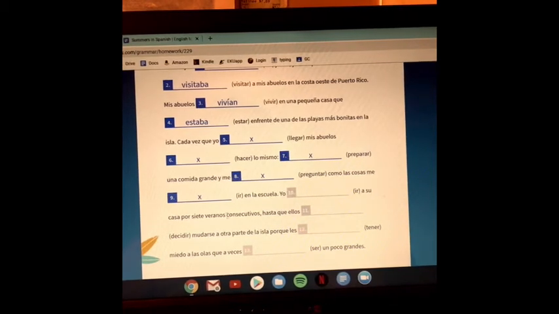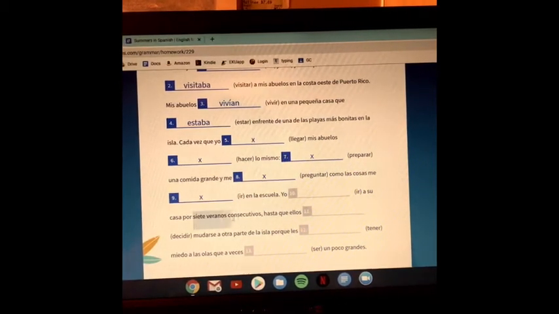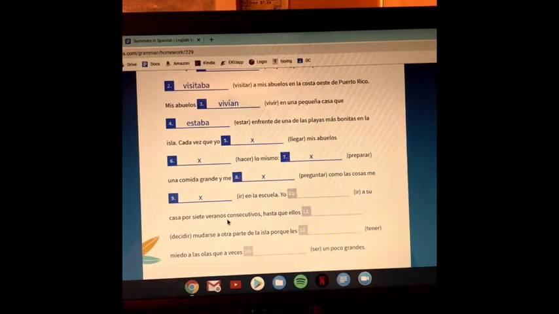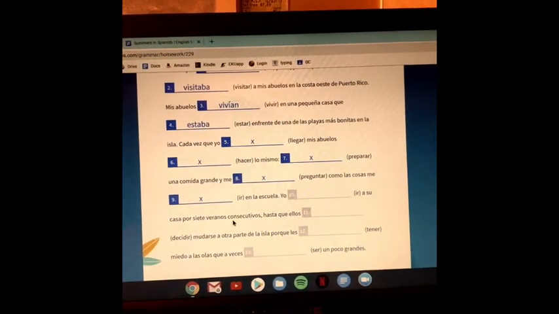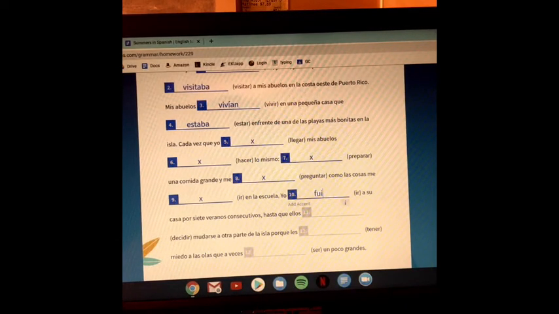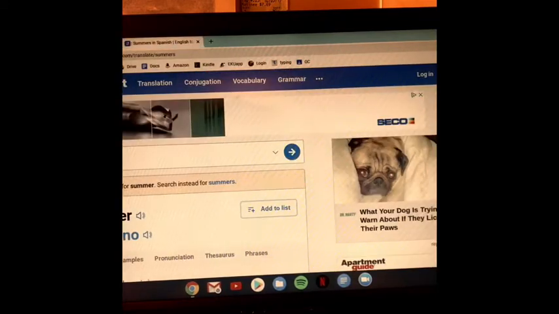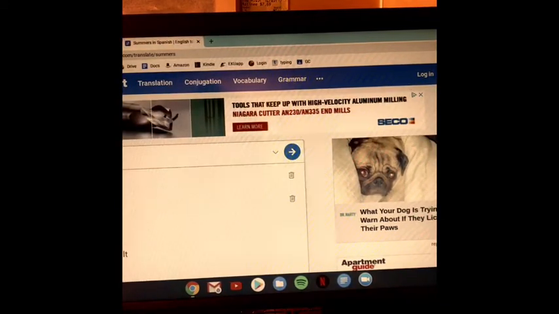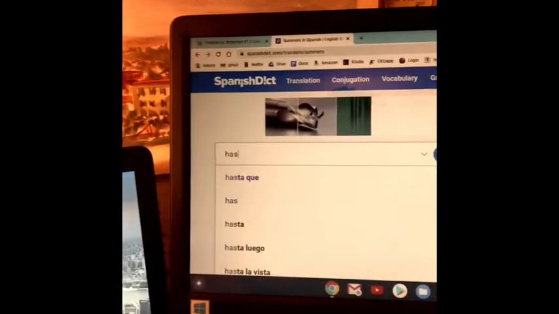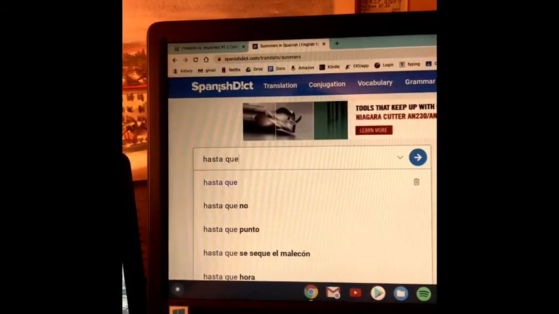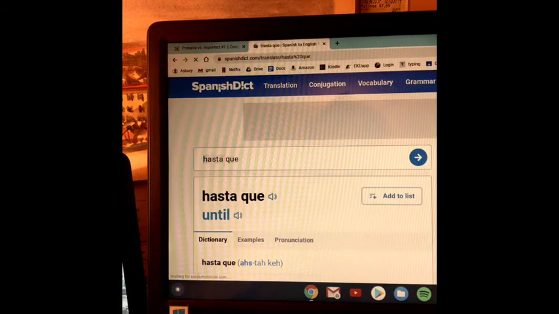So those 7 specific times, that's one thing to look out for with preterite, is that you want specific numbers of things. So specifically, I went, so it's fui. Remember, Maya likes fui. Fui a su casa por 7 veranos consecutivos hasta que ellos. Hasta que, you may need to know for the clue of the next sentence. So hasta que, if you forgot what that means, look it up.